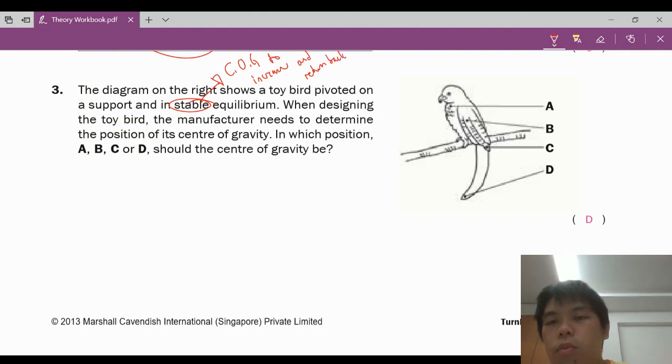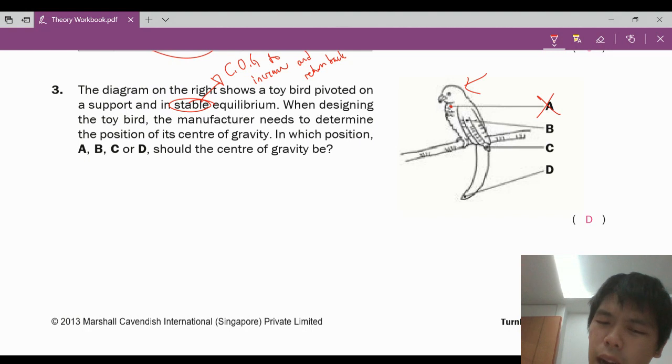So now imagine let's push this bird down. What will happen to the center of gravity of A? Yep, it becomes lower, so A is out. How about B? If you push it down, let's skip it first. C, if you push it down, what will happen is it may go back up. Okay, maybe.